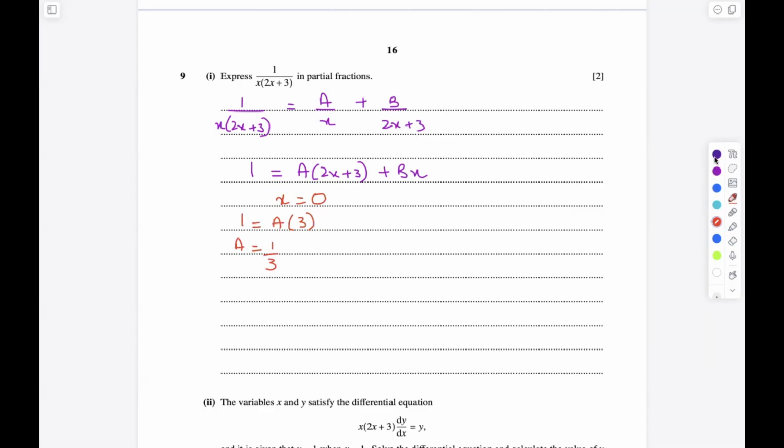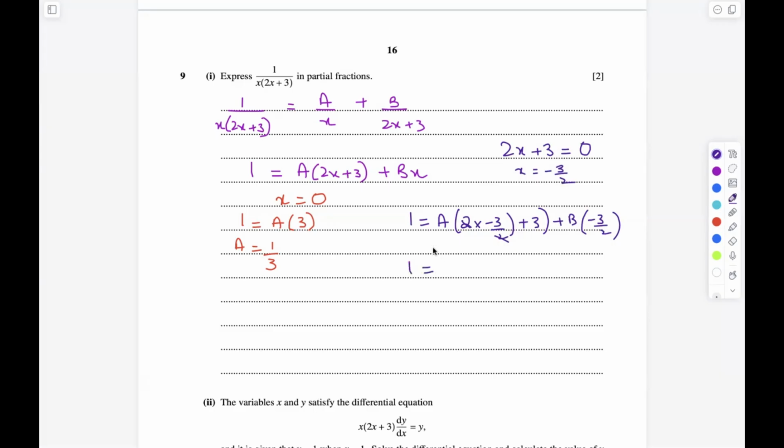To find the value of b, we can take the value of x as minus 3 upon 2. So if we take x equals minus 3 upon 2, this will be 2 times minus 3 by 2 plus 3 plus b into minus 3 by 2. So 2 and 2 will cancel, minus 3 plus 3 will become 0. A simple way is I just took 2x plus 3 and put it equal to 0, as we have to make the a term 0 now. So x was equal to minus 3 by 2.